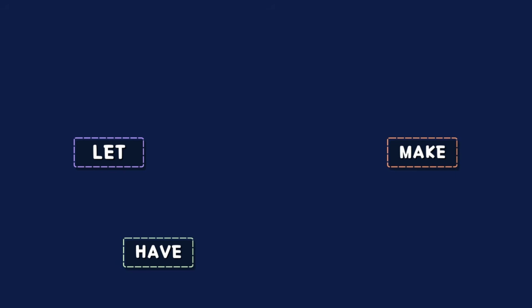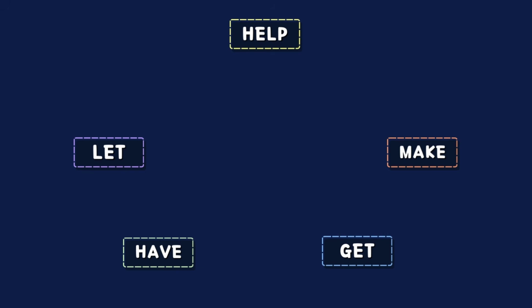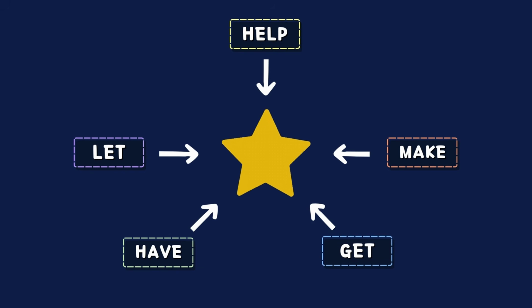In English, it's usually the smallest words that cause the most trouble. And these 5 verbs are no exception. Let, make, have, get, and help. And they all have something important in common.